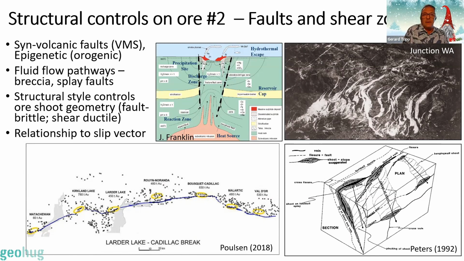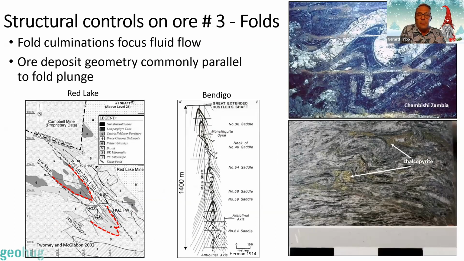And of course, the last one is folds. Fold culminations, focused fluid flow. Everybody knows that. Red Lake, isoclinal fold on an ultramafic contact, is where most of the super high grade is focused. Everybody knows about the old Bendigo saddle reef style of ore deposit, where you're getting extension in the hinge with flexural slip folding, and the ore bodies form right on the stacked saddle reefs that go, look at that, 1,400 meters all the way down.